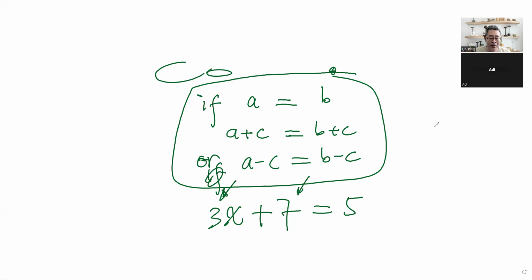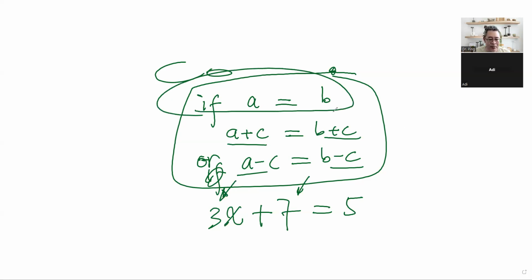Now, how do we do that? We know there are things we can do. We can add the same thing, or we can subtract the same thing. Multiplication is basically just addition, and division is basically subtraction. So if we have an equation, we can also multiply both sides by the same thing, or divide both sides by the same thing. That's pretty much what we do in algebra.